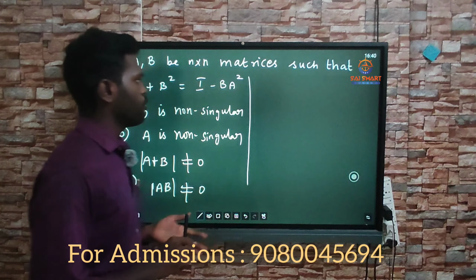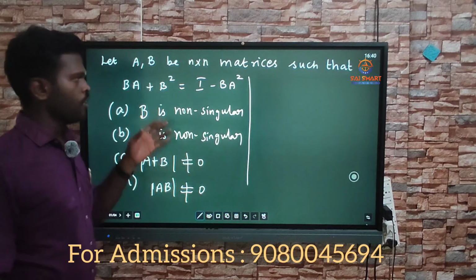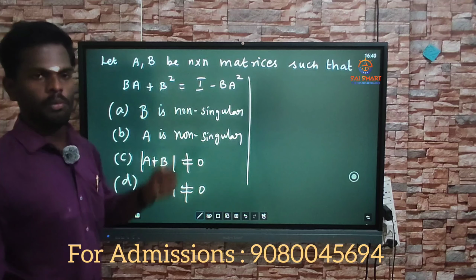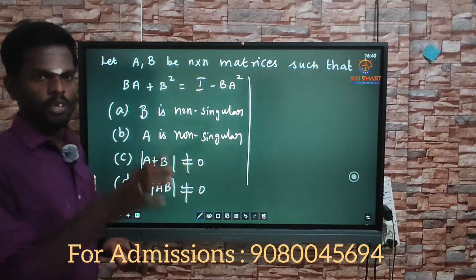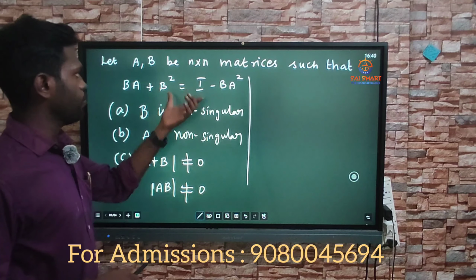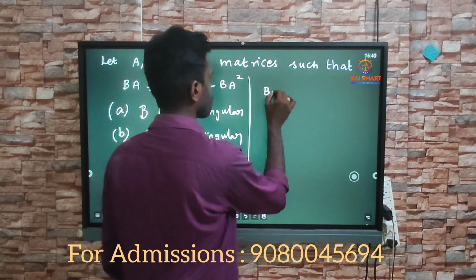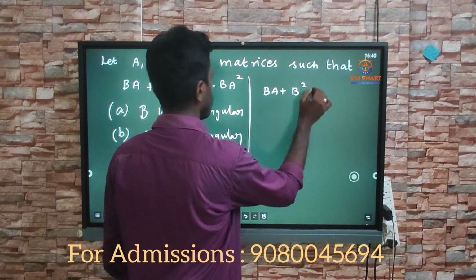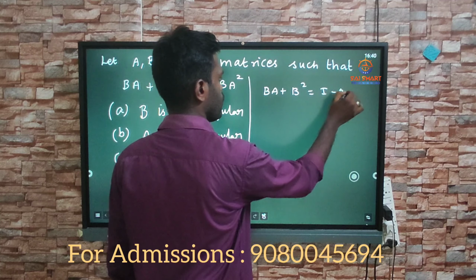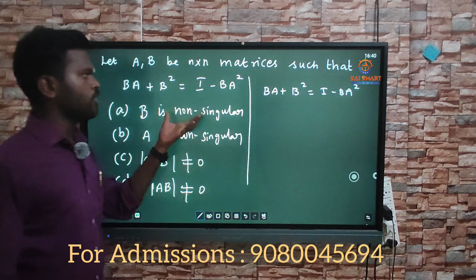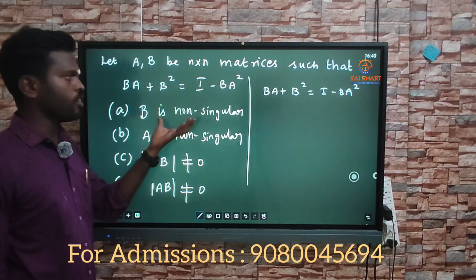Today we are going to discuss linear algebra model problems. Given that A and B are n by n matrices, and that BA plus B squared is equal to I minus BA squared, which of the following are true? That is the question. Option A is: B is non-singular.